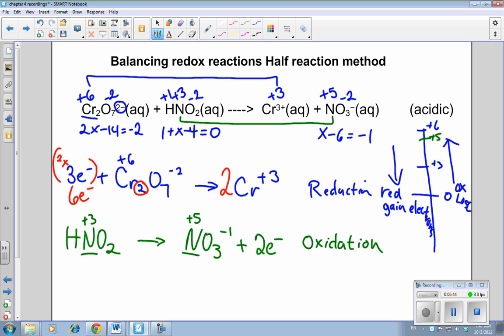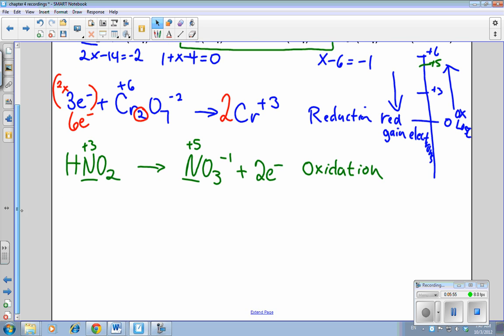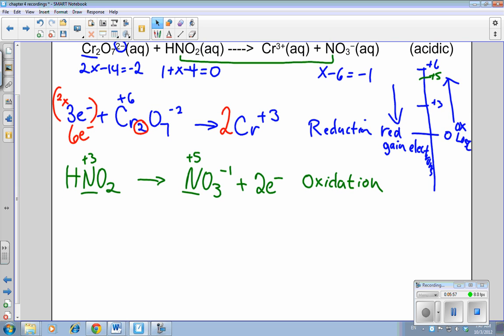So I don't have to do anything for that particular one. So now my next step is to make sure my electrons are balanced. I can't gain 6 electrons if I've only lost 2. So I have to balance out my electrons lost and gained. They have to be equal. So how can I turn a 6 and a 2 into the same number? Well, this one's pretty simple. I'm going to multiply this whole reaction here by 3.